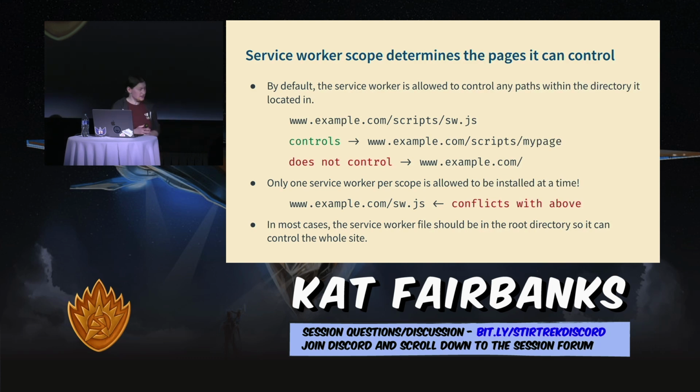Another issue that you can run into is that only one service worker per scope is allowed to be installed. So you may think, oh, I can make different service workers for different paths. It's great until you want to control the root site and they start conflicting with each other. So in almost all cases, you'll want to just store your service worker script in the root path so that you get control of the whole site, and then you can use JavaScript logic to make different functionality from there.